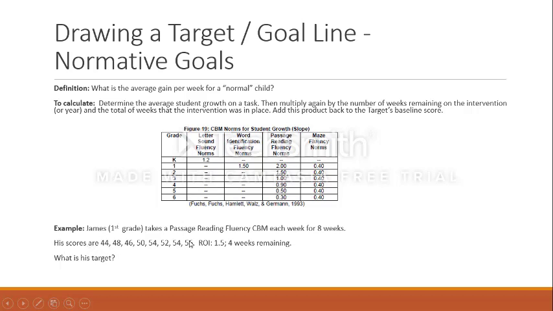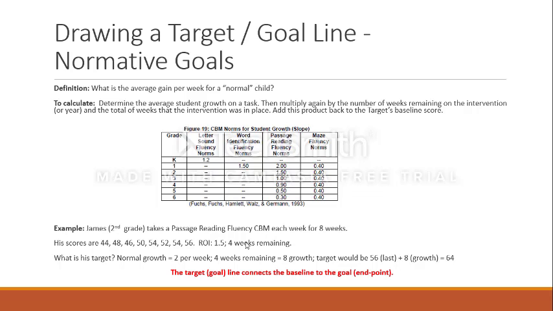So we know what his scores are. They didn't change. His rate of improvement is 1.5. We can just go ahead, without even graphing it out, and see he's growing at a rate less than the other kids. All the other kids are growing at 2 points per week. He's only growing at 1.5. And with 8 weeks, you multiply the 2 times 8 and figure out his target.